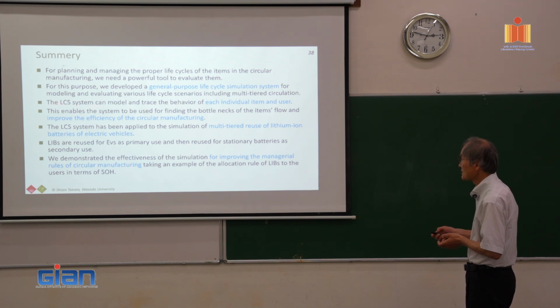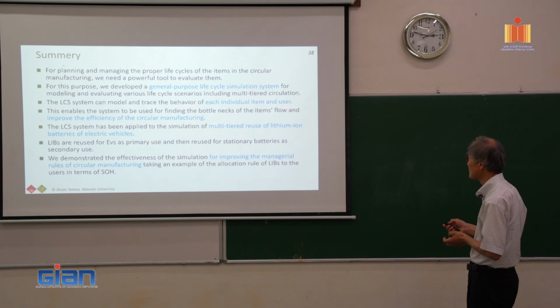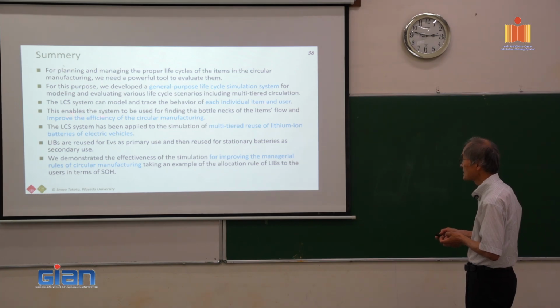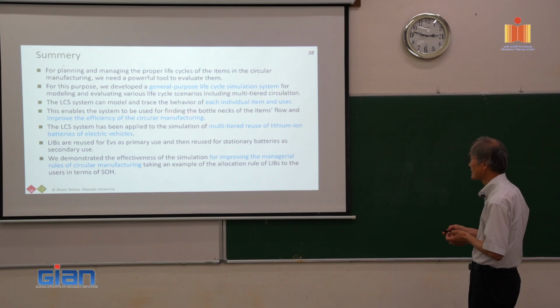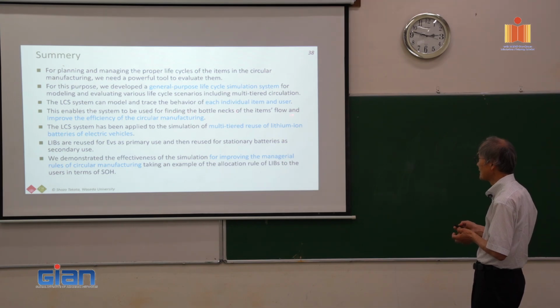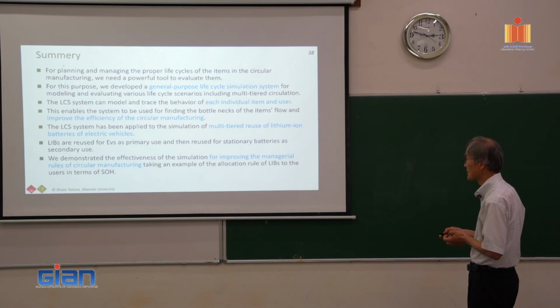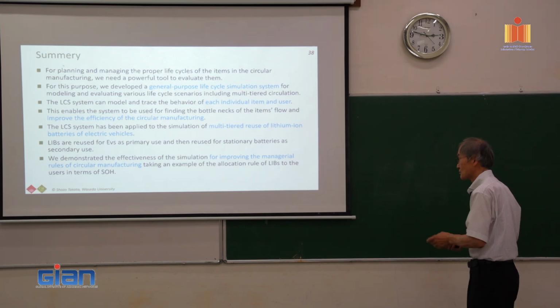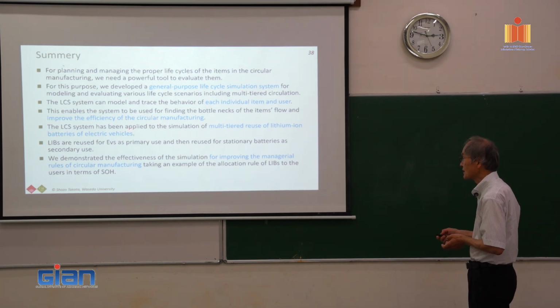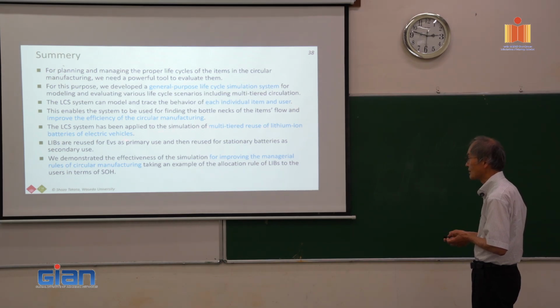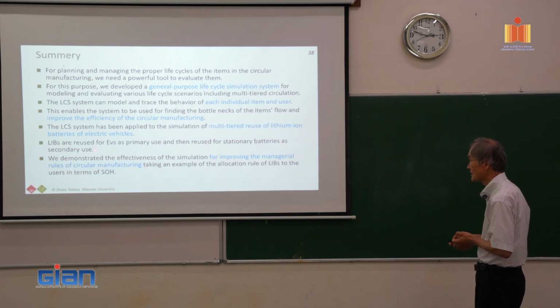The LCS system can model and trace the behavior of each individual item and user. This enables the system to be used for finding the bottlenecks of the item's flow and improving the efficiency of the circular manufacturing, as I just explained. The LCS system has been applied to the simulation of multi-tiered reuse of lithium-ion batteries of electric vehicles. Leaves are reused for EVs as primary use and then reused for stationary batteries as secondary use.